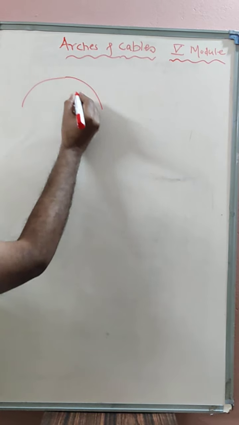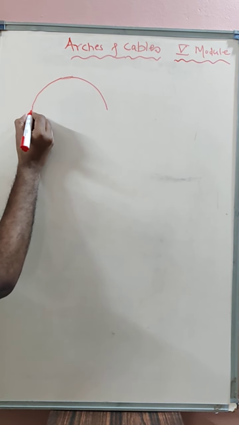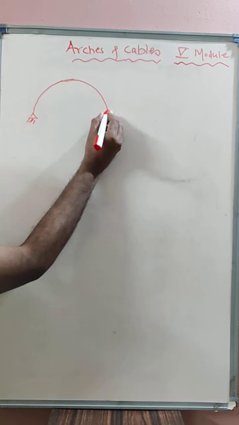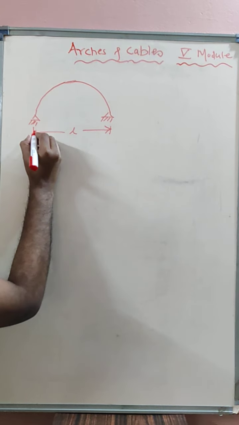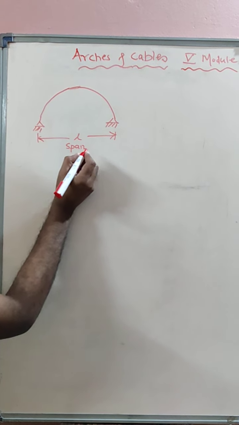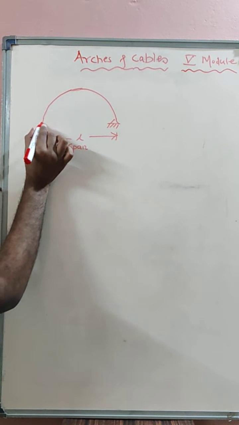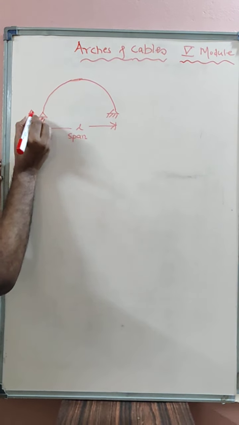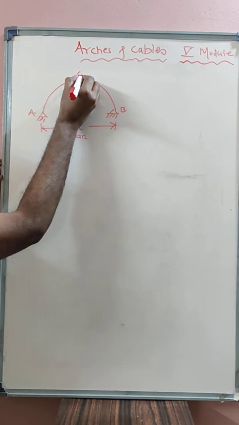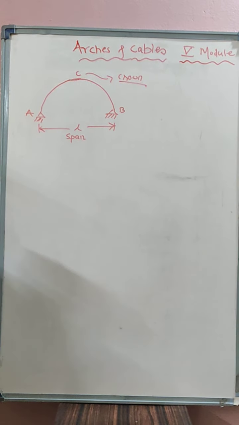I will just draw the sketch here. You can see this is an arch, a typical arch. This is the left support and this is the right support. The center to center distance between the supports is called span, that you know already in case of beams also. These are called the supports, and these points are also known as springing of the arch. Suppose you call the supports A and B, the topmost point C is called the crown of the arch, the highest zenith point of the arch.